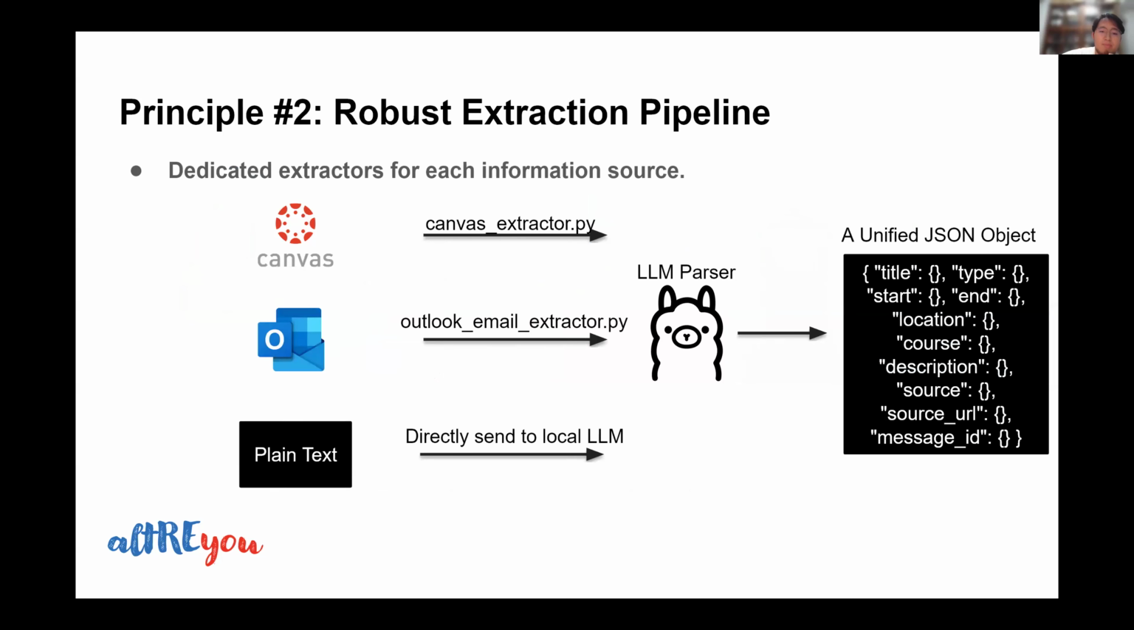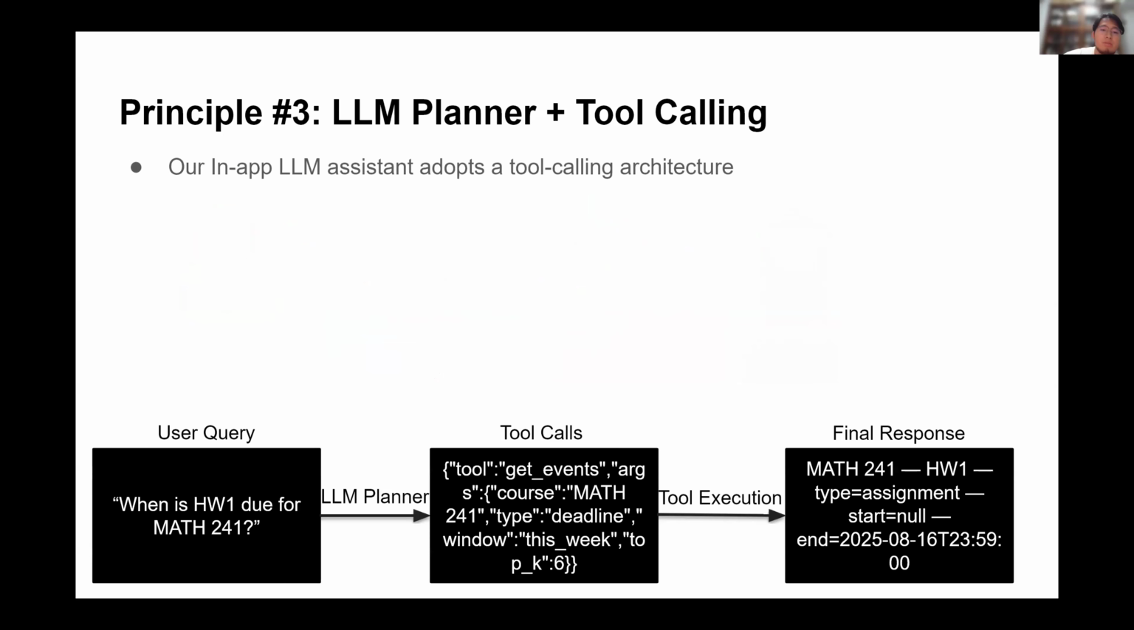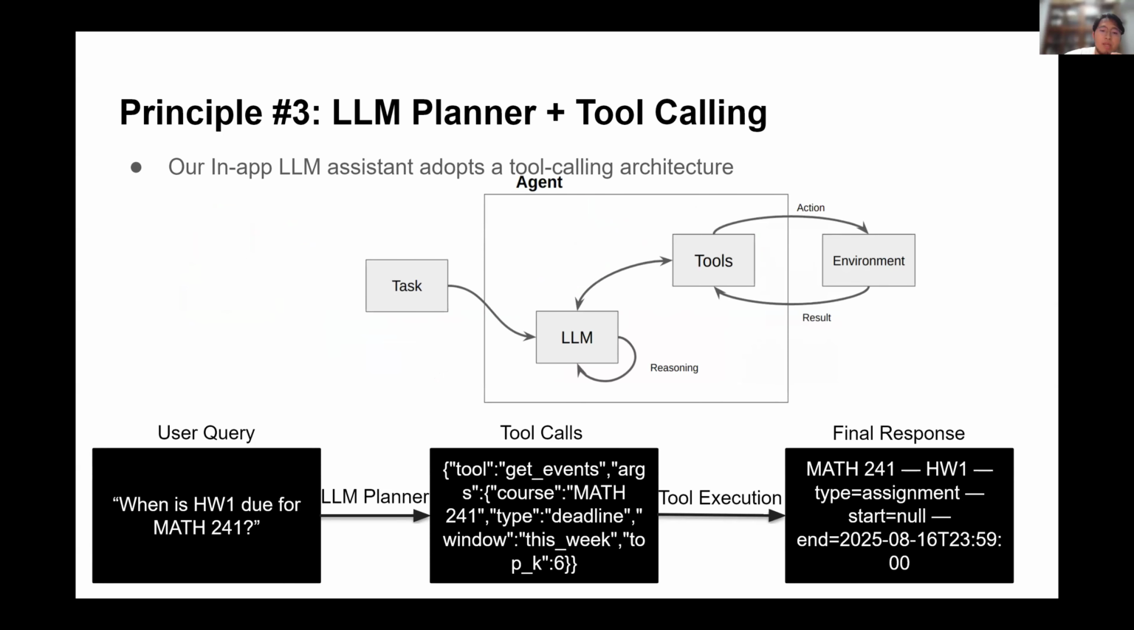The second principle is a robust extraction pipeline. For each information source, we have a dedicated extractor, and after they are extracted, they are sent to the LLM parser for processing, and they are all processed into a unified JSON object. The third principle is the architecture of our in-app chat, which is an LLM planner with two calling pipeline, because in this way we can ensure that all information presented to the user is accurate and not made up.